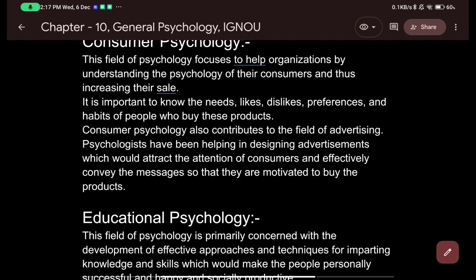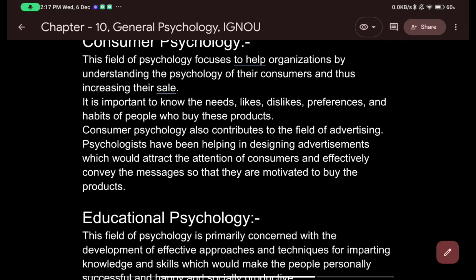They also sometimes try to persuade other companies, or persuade in company meetings, to form better bonds, to form closer relationships between companies, between subsidiary companies, between other managements. It is important to know the needs, likes, dislikes, preferences, and habits of people who buy these products. So they try to form a kind of image inside you that you really need this product, that you want this product.